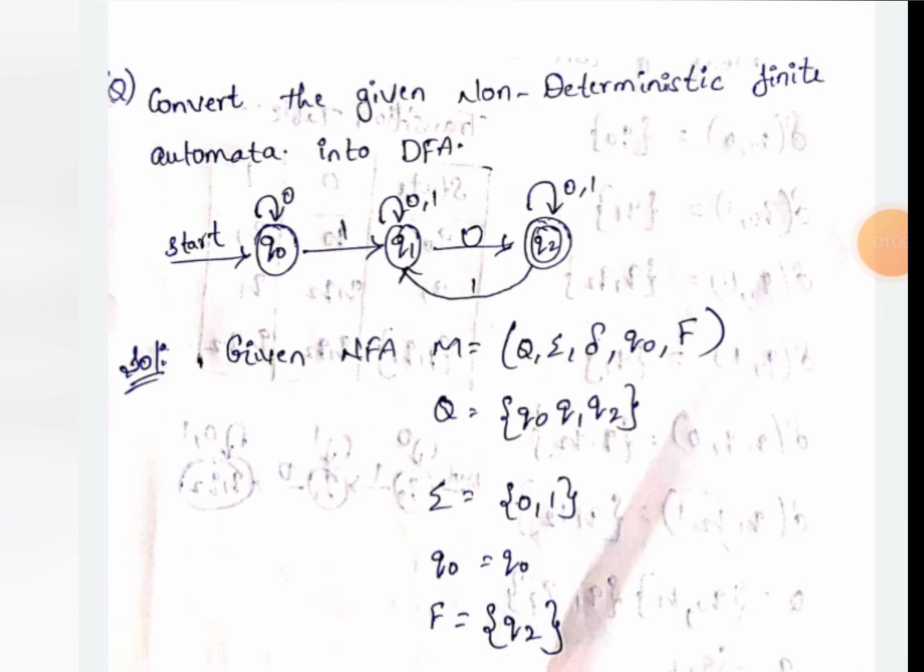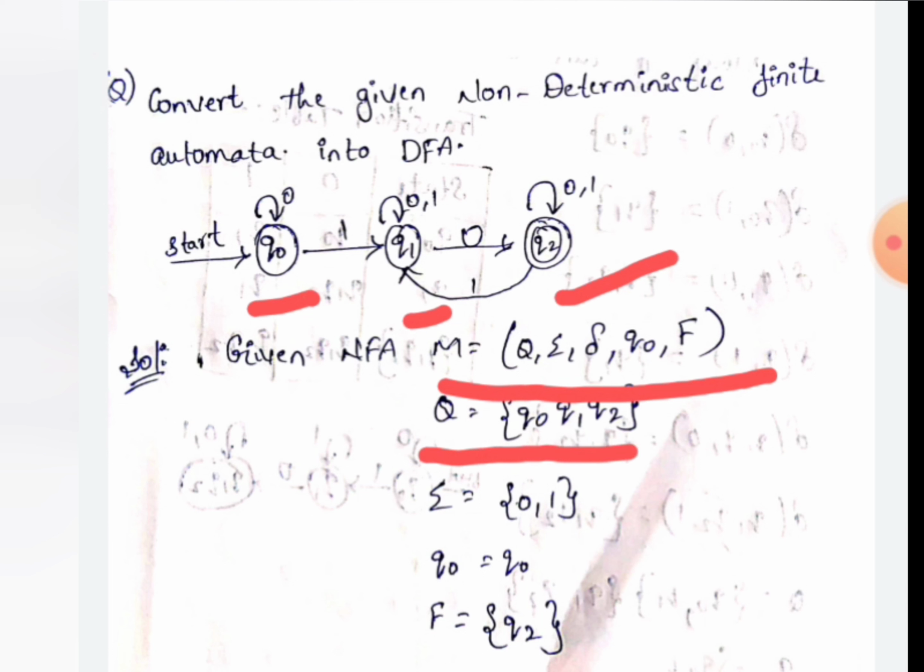Here in the NFA we have 5 tuples, that is M equals Q, sigma, delta, Q naught and F, where Q is the set of states. Here how many states do we have? Q naught, Q1 and Q2. So we write Q equals Q naught, Q1, Q2, whereas sigma is the input symbols. What are our input symbols here? Zeros and ones. Q naught is the initial state, and F is our final state. What is our final state here? Q2. So we write F equals Q2.